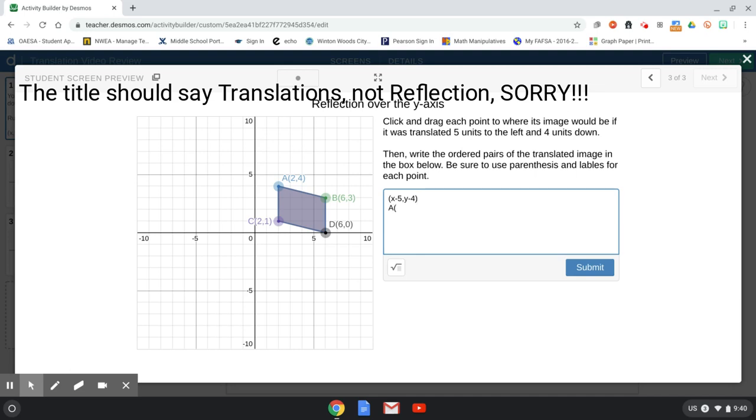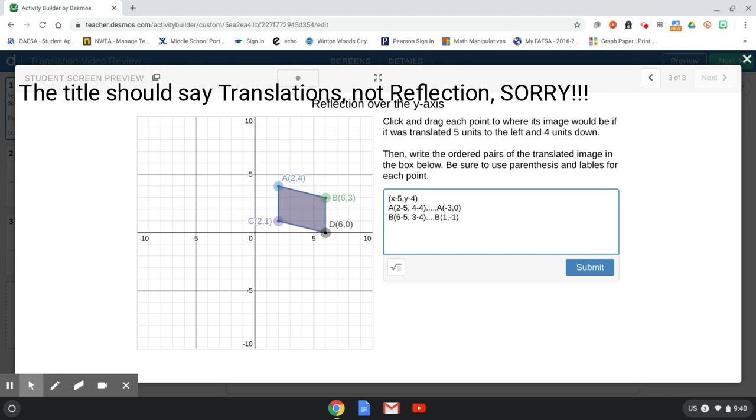So point A is starting at 2, 4, which is I'm going to have to do 2 minus 5. Y is starting at 4, so I'm going to be doing 4 minus 4. That means A is now going to be at negative 3, 0. B is starting at 6, 3, so it's going to be 6 minus 5, 3 minus 4. So B is going to now sit at 1, negative 1.